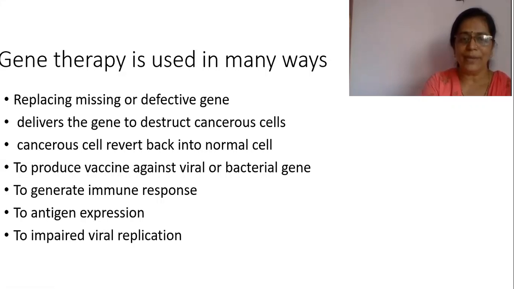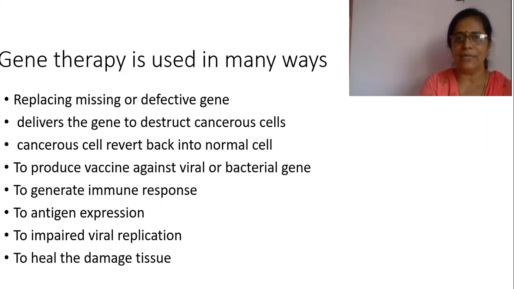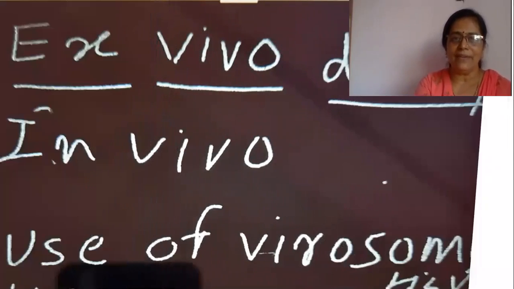As well as to impair viral replication, since the virus gets replicated, the gene can be delivered to impair that. And whenever there is an injury, there is damaged tissue. So to heal that damaged tissue, we can deliver the gene. In many ways, we can deliver the gene.